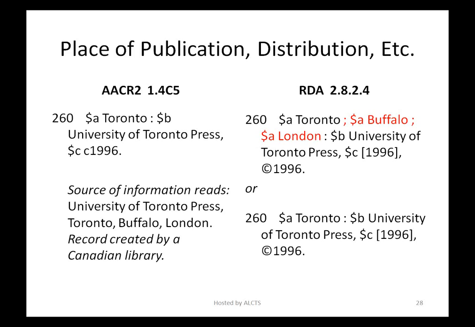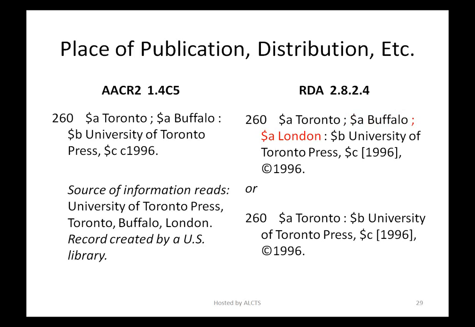We have a book published in Toronto, Buffalo, and London by the University of Toronto Press. In this first example, I've got a record created by a Canadian library in AACR2. So according to AACR2 rules, only Toronto would be given. In RDA, we have two options. RDA just says to give all the places and record them in the order that they are indicated by the sequence, layout or typography on the source of information used. But only the first named place is actually required in RDA. So you could either get Toronto, Buffalo, London, or Toronto, but you would never get something else in RDA.